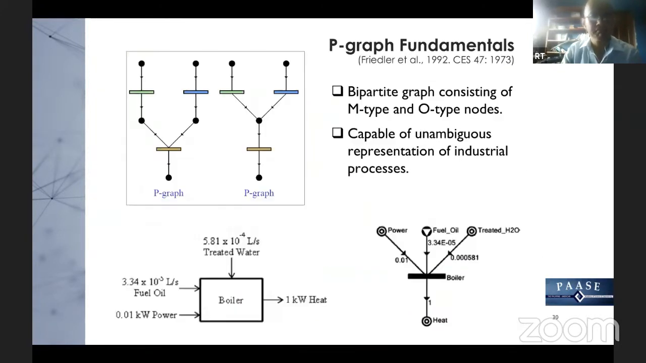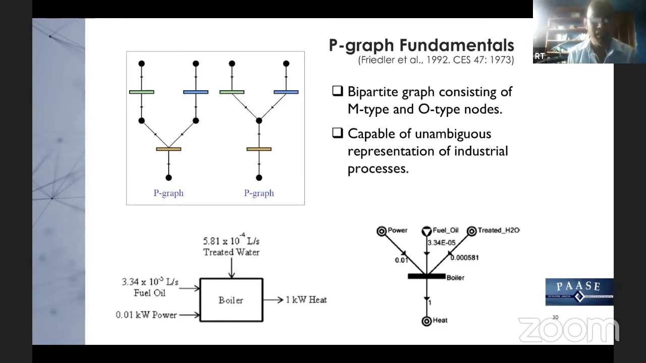Next slide, please. Now, at the heart of the PGRAPH methodology is the bipartite representation of the processes that make up industrial plants. The bipartite representation is essential because it allows an unambiguous representation of how raw materials, intermediates, and products, which are material streams or M-type nodes, relate to the processes that make up the industrial plants. So these are operations, and these are known in PGRAPH terminology as O-type nodes.